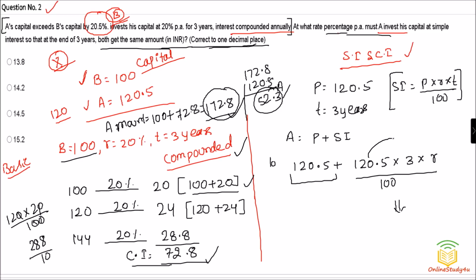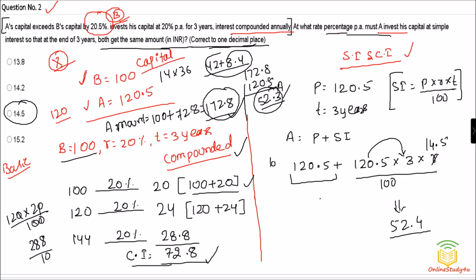So friends, 120 into 3 will be what? 36. Okay, if we try to think, it will be nothing but 36. So 14 into 36 will be what? 14 3s are 42 and 14 6s are 84. So 8.4 here it will be. So around 50, right? We want around 52.3. So somewhat near to 14.5 we have to keep here, and then we will be able to get around 52 point something. Okay, and friends, if you add, then you will be getting 172 point.